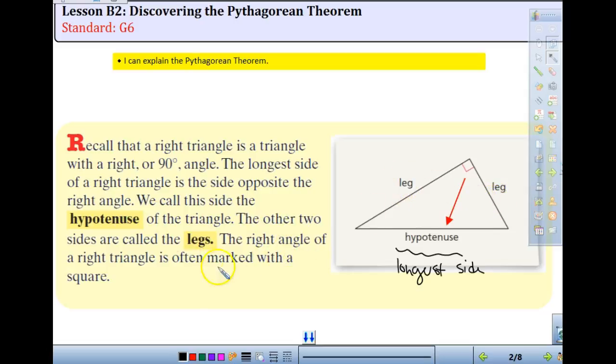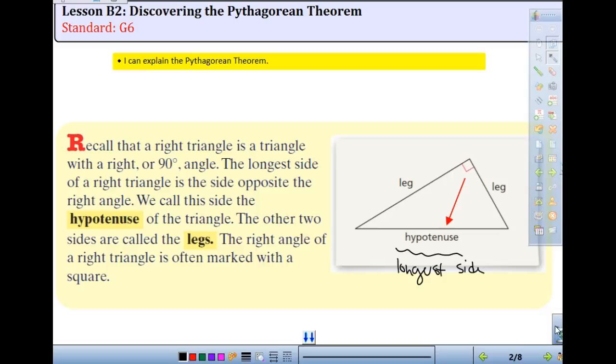And the right angle is often marked with this square. So a lot of times you'll see that, and if they put that marking in there, that really means you just have a right triangle. Okay? So make sure you put the longest side as your hypotenuse. So you write that right under that word hypotenuse.